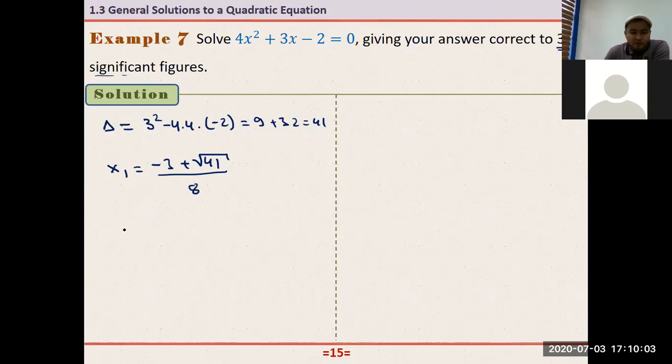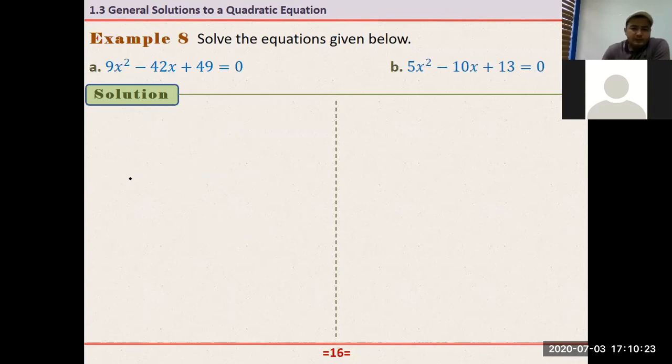Since it is a surd form, the second root always appears as its conjugate. We call it the conjugate. So it is minus 3 minus the square root of 41, over 8. Now using your calculator, you can calculate this and leave your answer correct to 3 significant figures.